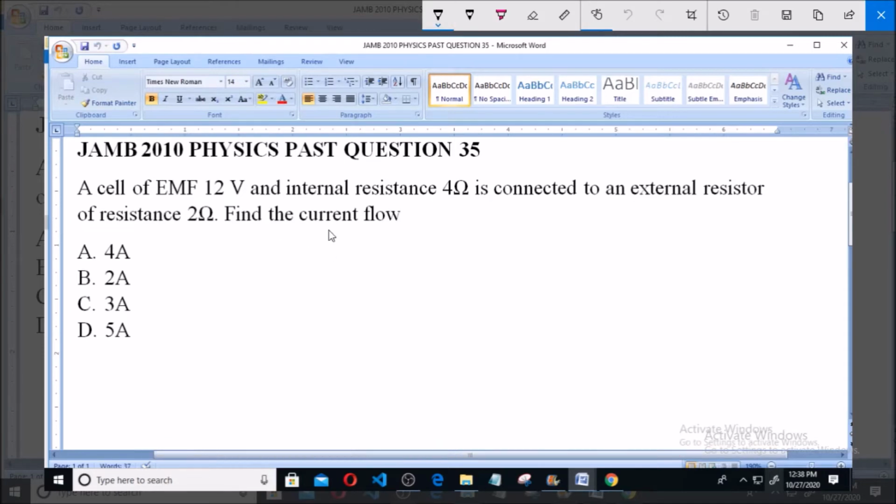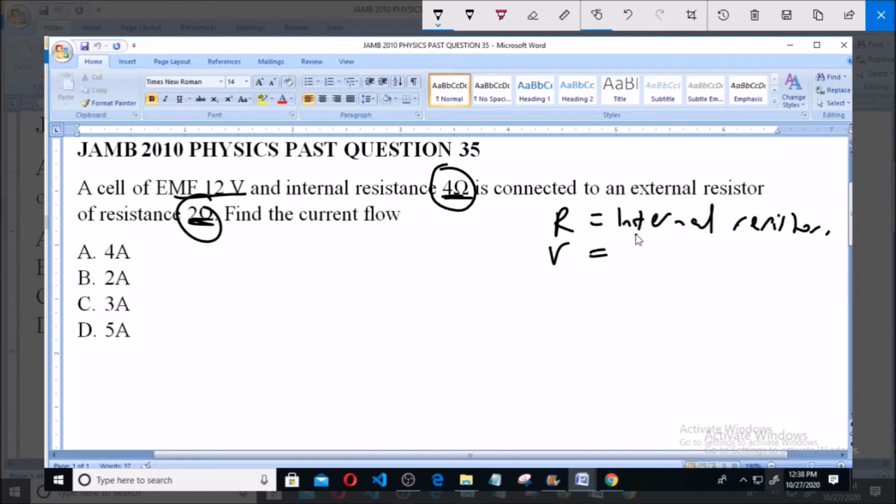So we are given the EMF and the internal and external resistance. This is the internal resistance, and then it was connected to an external resistor. So let's call the internal resistor R, and the external resistor small r. Let's call our E the EMF. We are looking for the current flow, which is I.